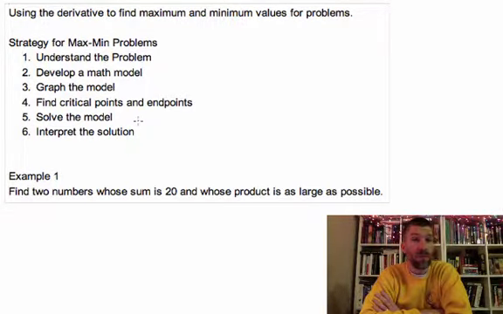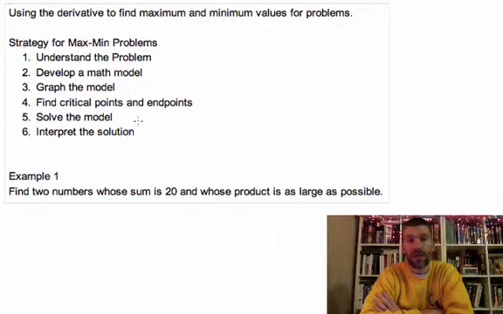You want to find critical points and endpoints. So if you're looking at, say, the area of a box, the box can only be certain dimensions, and those would be your endpoints. You want to check those guys. You also want to be able to find where your derivative is equal to 0 or does not exist. Those are critical points and can help you.